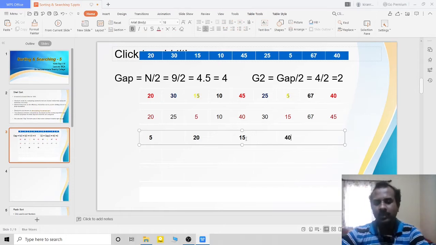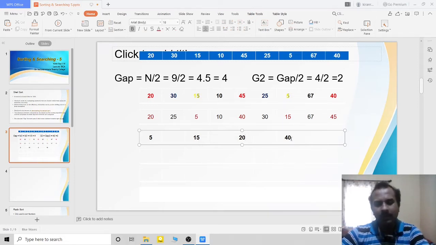Now don't stop there. Check 15 with the 20 because you have to backtrack. So 15 with the 20. 15 is smaller and 20 is greater one, right? So let me do that. 15 and 20. Now check 15 with the 5. 5 is smaller and 15 is greater one. So it will remain as it is.